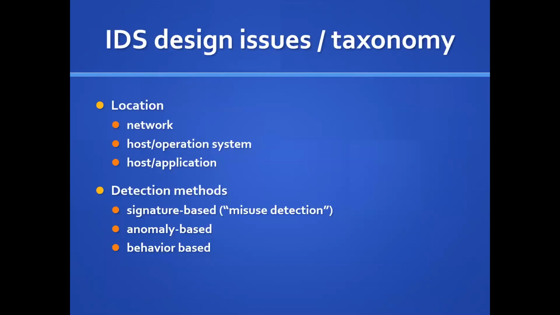IDSs can be categorized in various ways, right? They can be categorized based on the location, that is to say, where you place the IDS. It may be located somewhere in the network, between the switches and the routers, or placed in the operating system itself, like your Windows machine at home, for instance. Intrusion detection systems can also be categorized into at least three types: signature-based, anomaly-based, and behavioral-based.